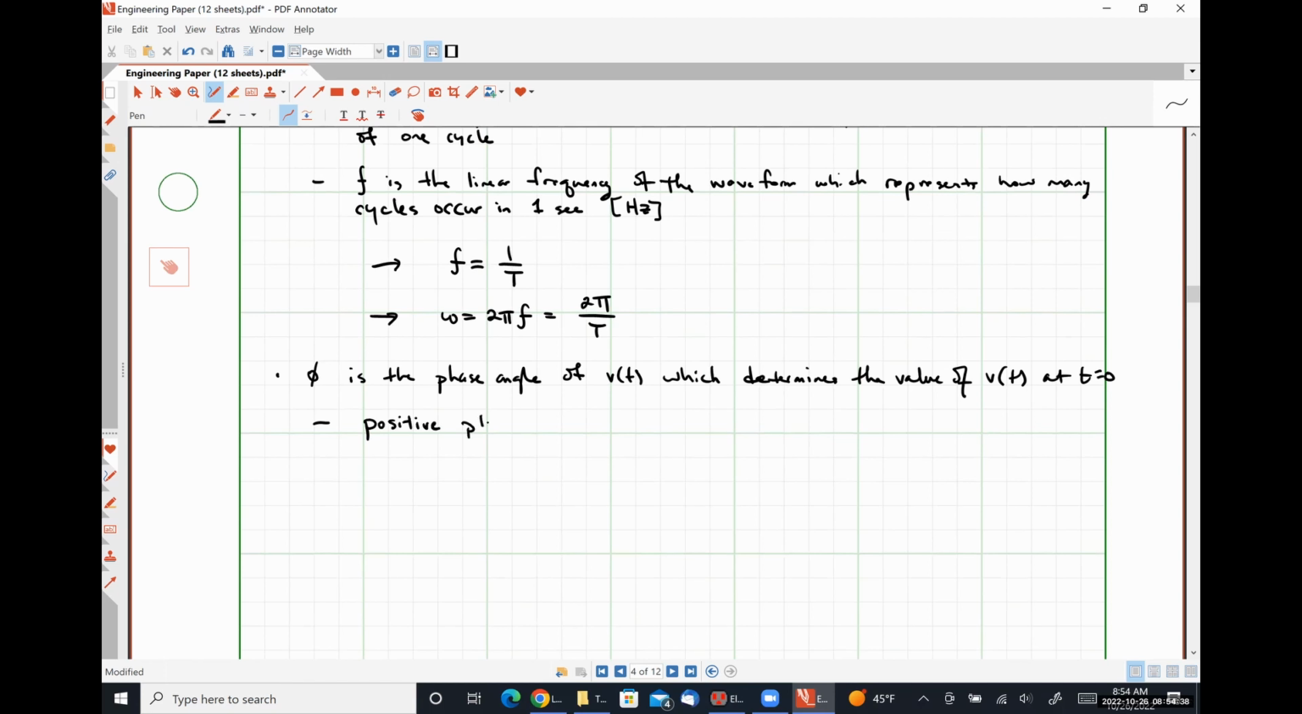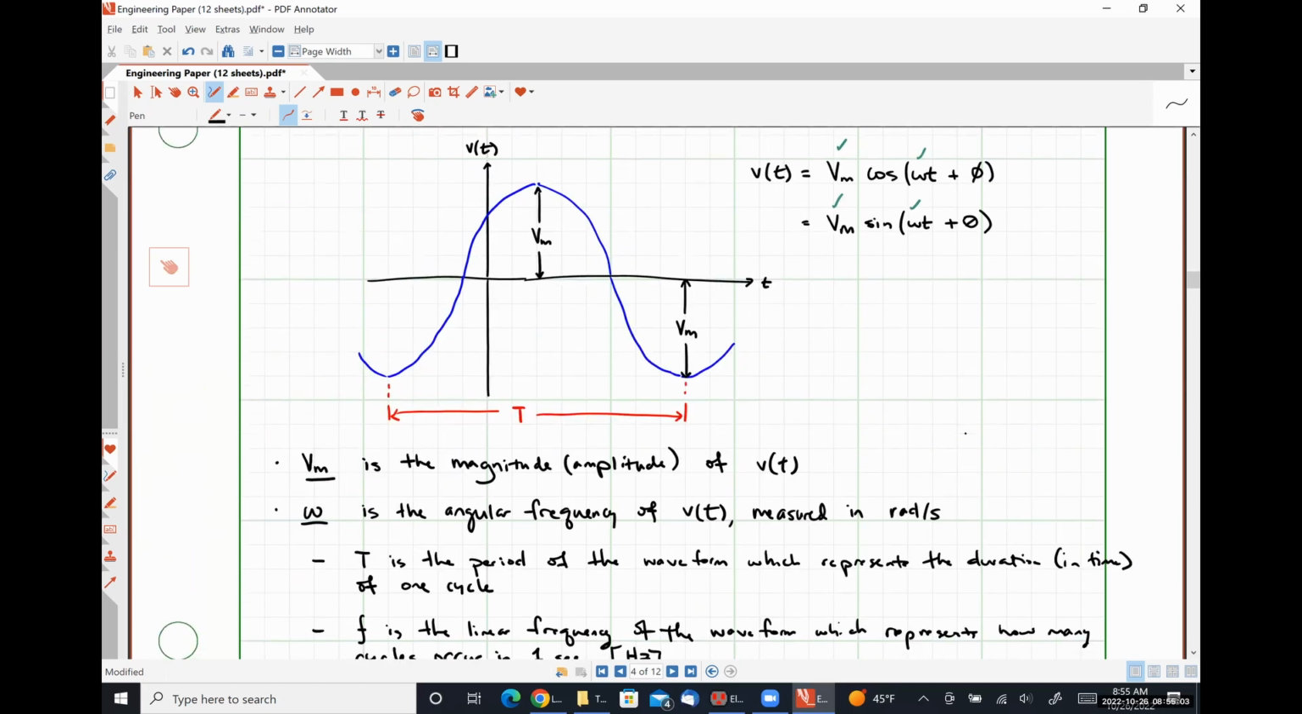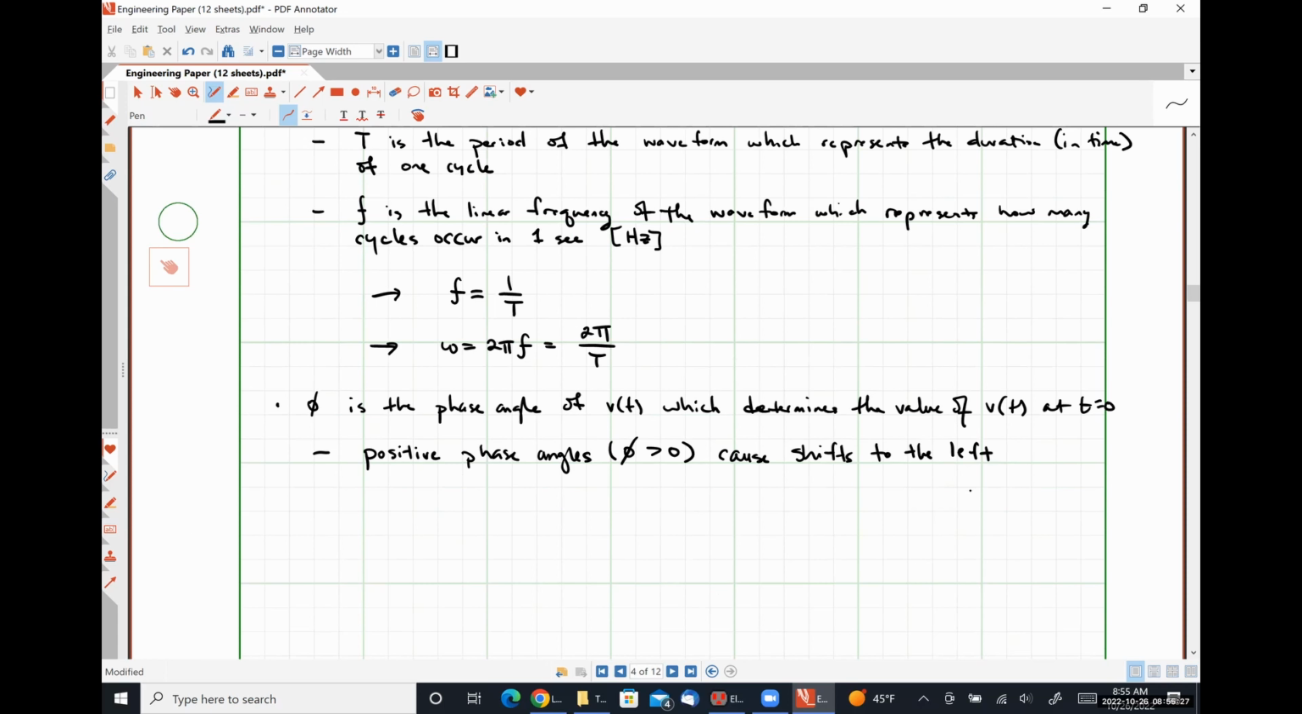So positive phase angles, or phi greater than 0, cause shifts to the left, okay? So from the perspective of the sine function, we would have a positive phase angle theta. That seems counterintuitive to a lot of you, but effectively what it means is that we are hitting the expected value earlier than t is equal to 0, okay? So it causes shifts to the left by delta t is equal to phi over omega.